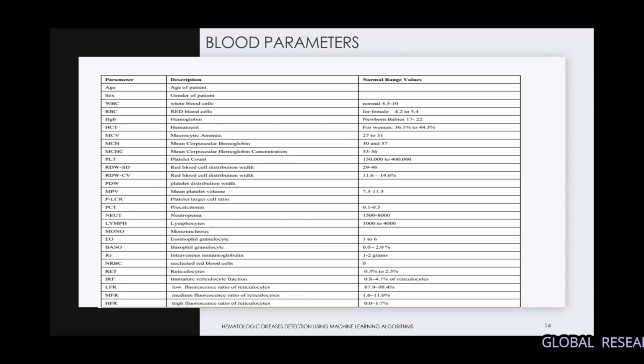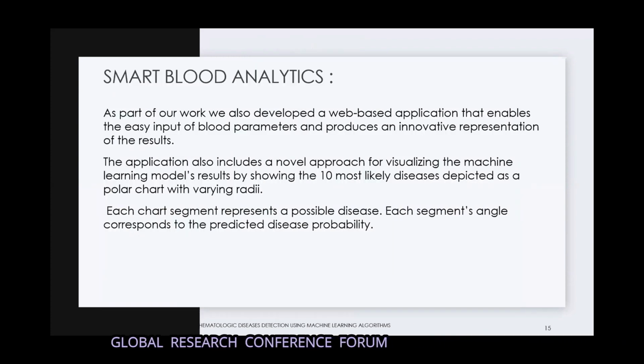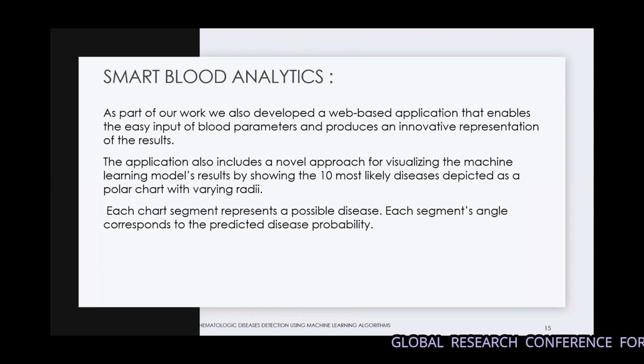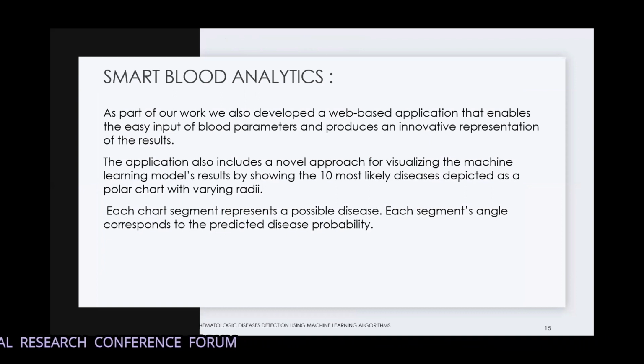So next we have smart blood analytics. Smart blood analytics is a technique which uses an advanced algorithm to provide a list of most probable diseases based on the input. The CNN algorithm is used.